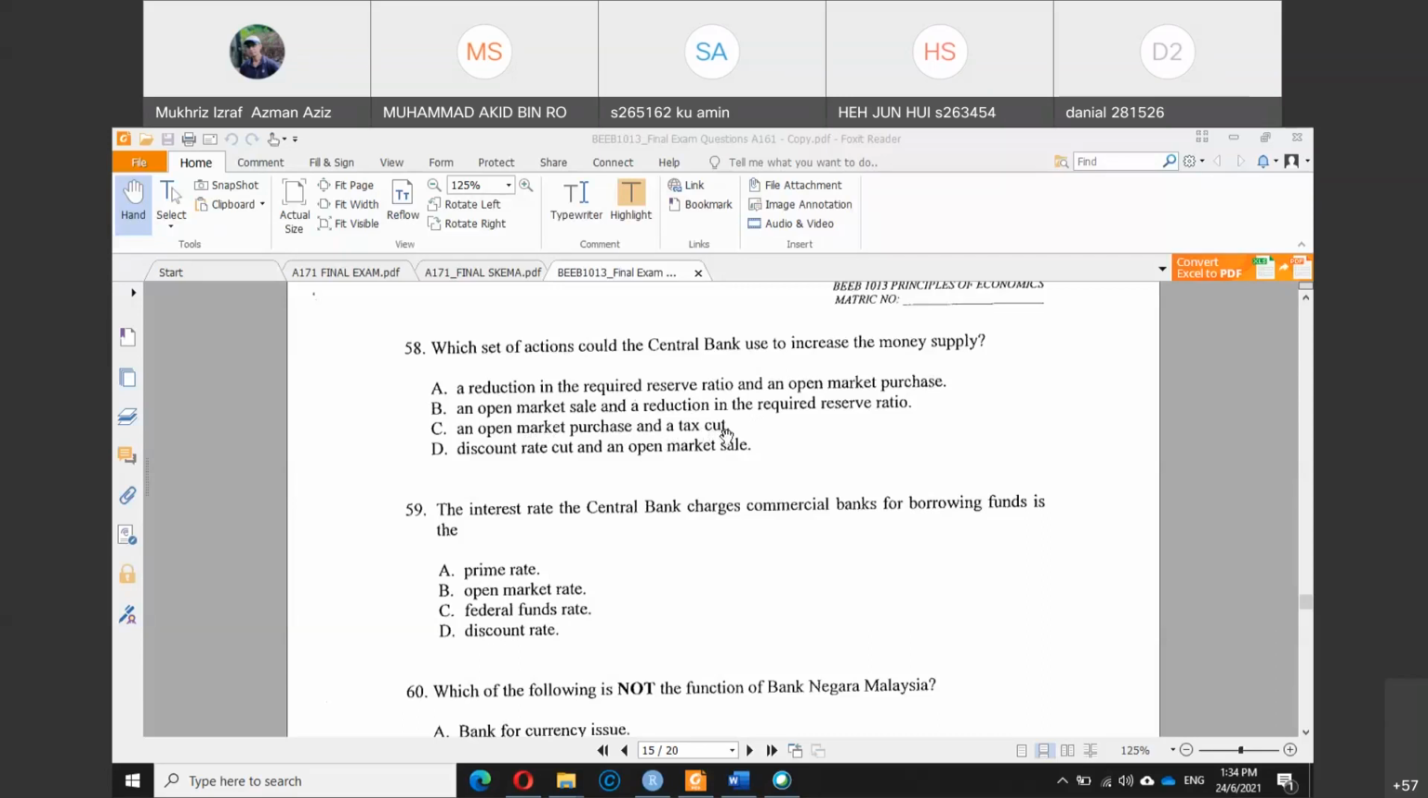a tax cut, okay, tax cut has nothing to do with the money supply. This one is just the government fiscal policy, because when you talk about money supply, it must be monetary policy. Monetary policy means policy from the central bank. But policy from the government is what we call fiscal policy. Fiscal policy means government spending or tax, G and T.